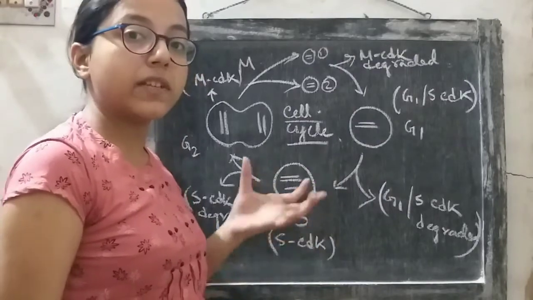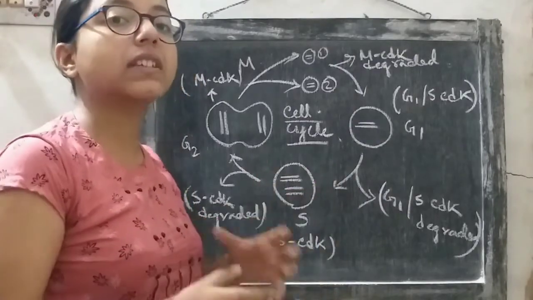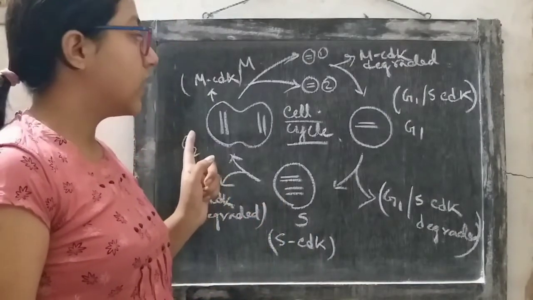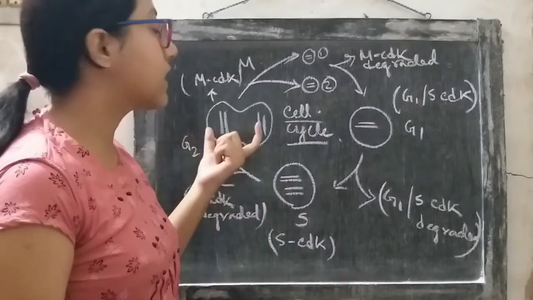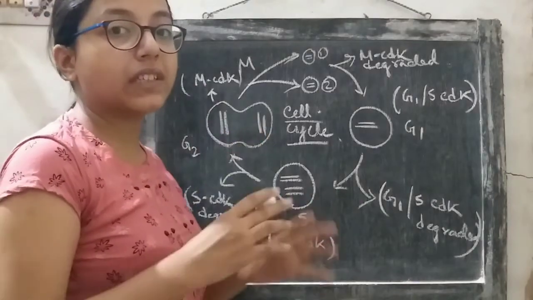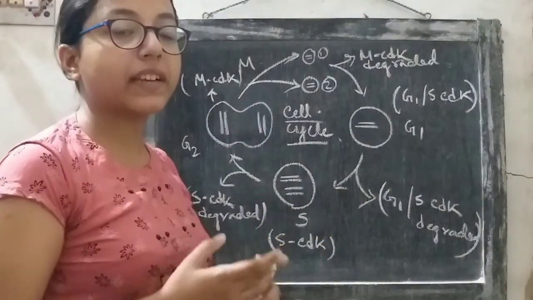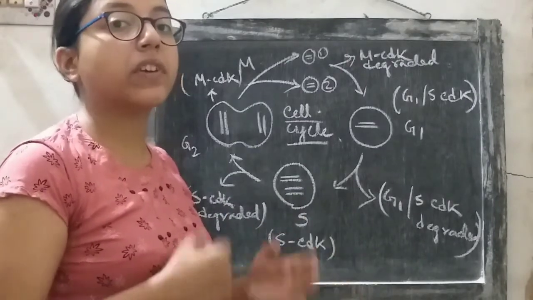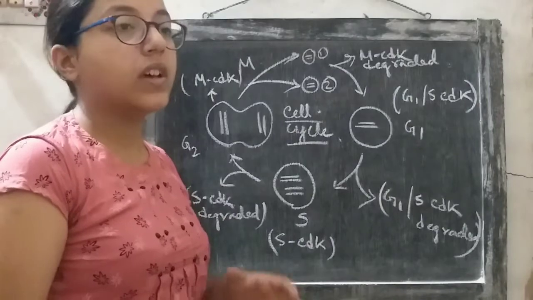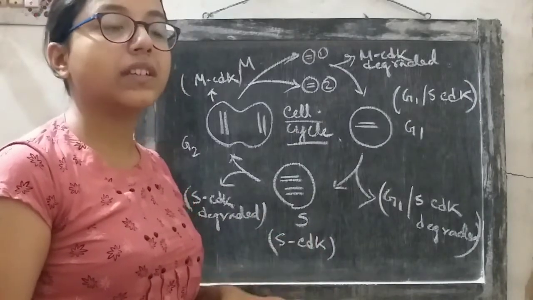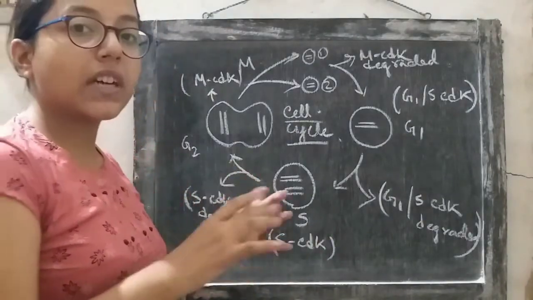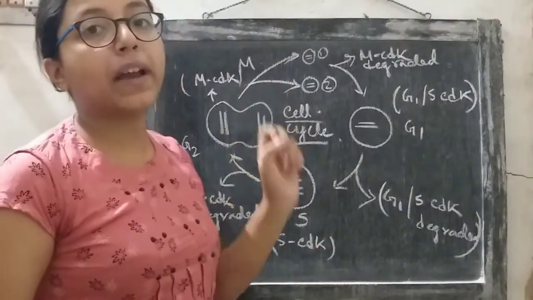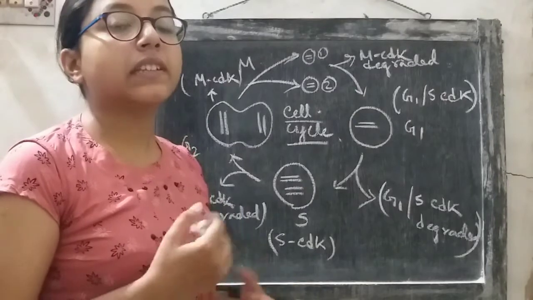And after the completion of duplication, that is after the completion of S phase, the cell will now enter the G2 phase. What happens in G2 phase? The cell will monitor whether the DNA has replicated correctly or not, whether the factors in the environment are favorable for cell division or not. So these are some conditions that are monitored in the G2 phase. Now if the conditions are accurate, if everything is all right, then the cell will enter the mitosis phase, which is the cell division phase.